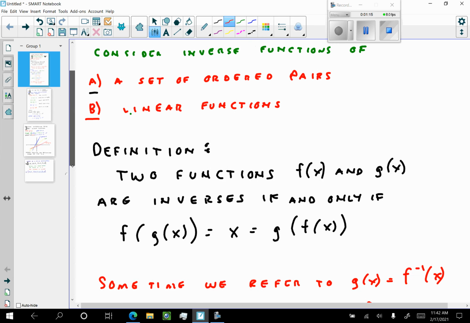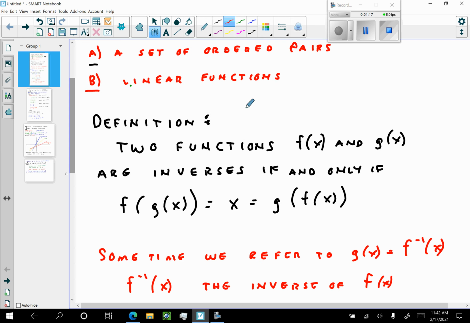So let's jump into the definition of an inverse function. If I have two functions, f of x and g of x, they are inverses of each other if and only if f of g of x is equal to x as well as g of f of x.